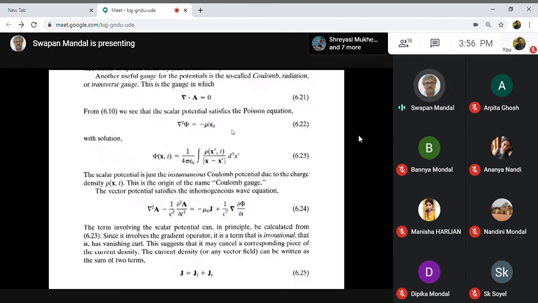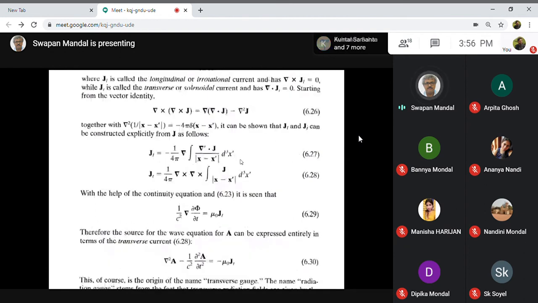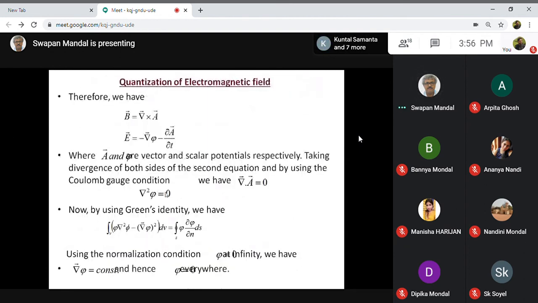Without source, of course. Sorry, I forgot. Without source, del square phi equal to 0. So I have used this del square phi equal to 0 without source. Take it, okay. Divergence of A equal to 0 along with del square phi equal to 0 without source.